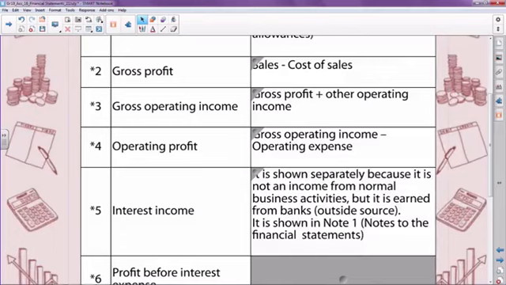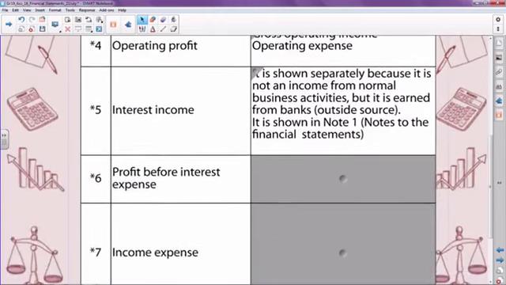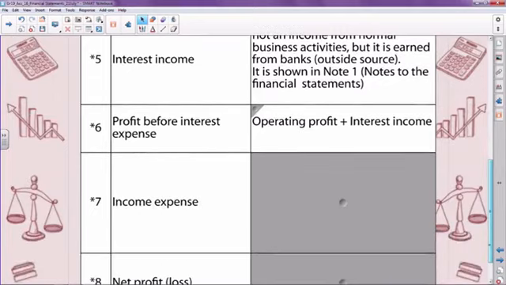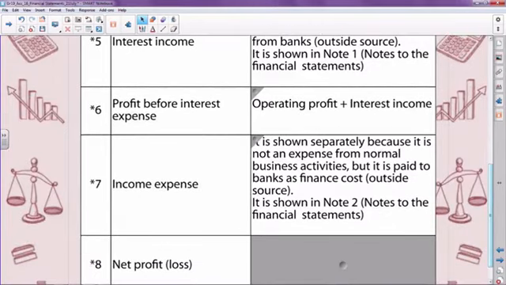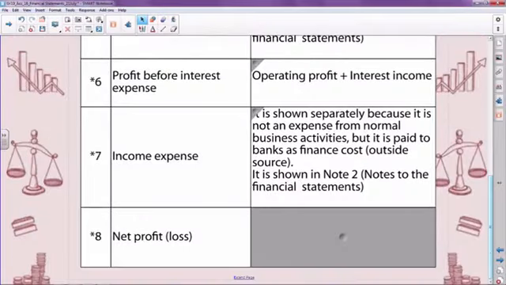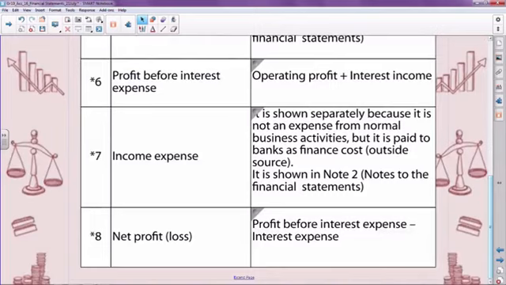Now, interest income, how do I get that? You have to add all the different interests, you add them up, you get it together, and that will be your interest income. The next one, your profit before interest expense, very easy. You take your operating profit plus your interest income to get your profit before interest expense. And then your expenses, it is shown separately. Remember, all your interest expenses need to be shown at the bottom of your income statement. And then the last one, your net profit, very easy. Your profit before interest expense minus your interest expense.